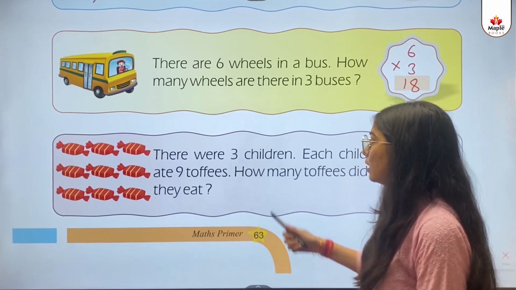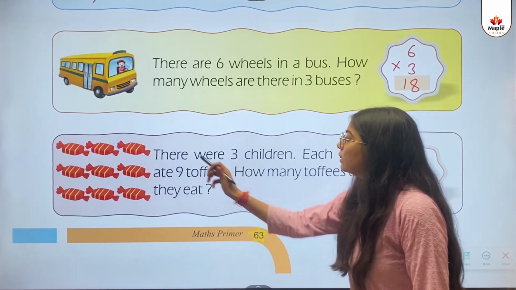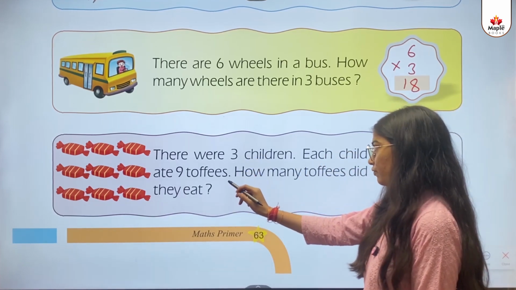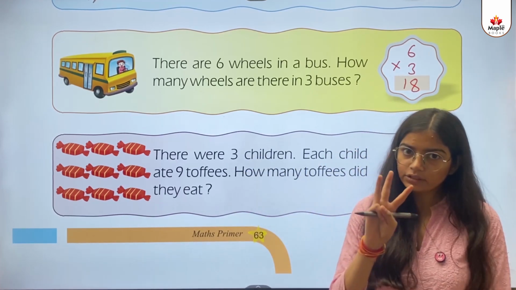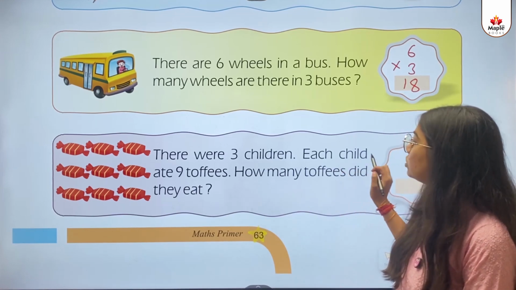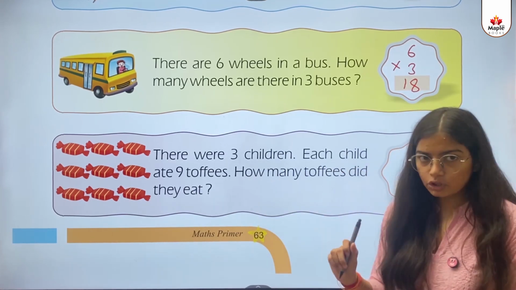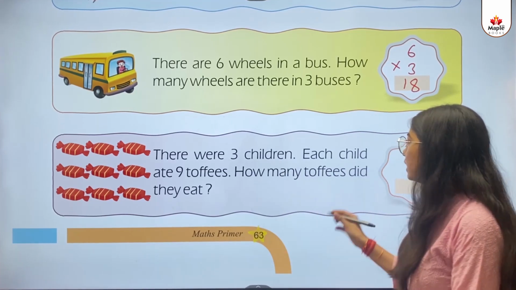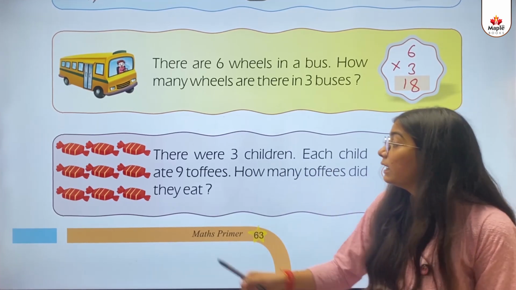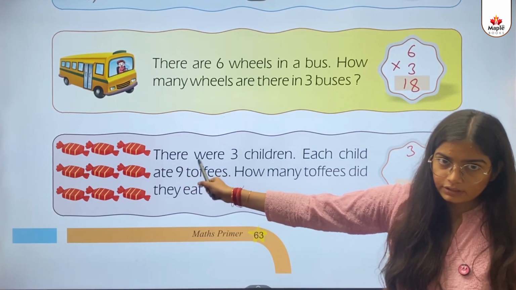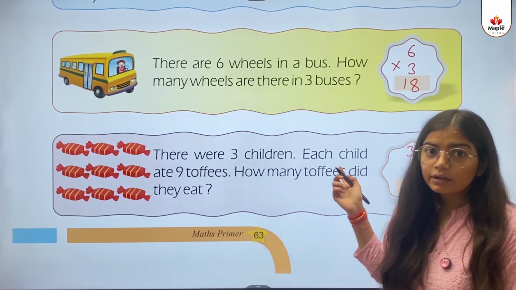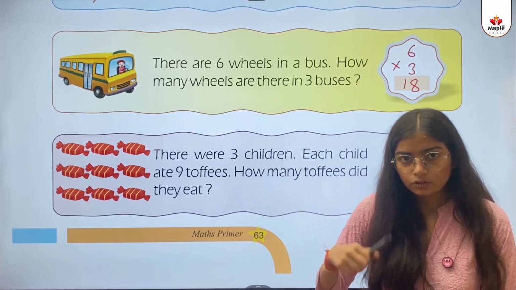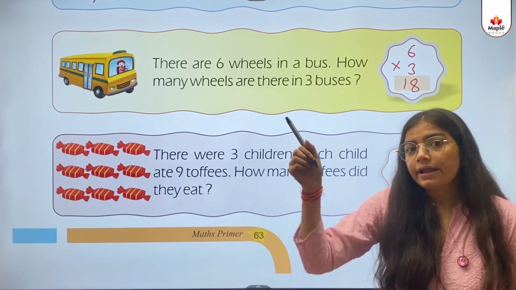Clear? The last one. There were 3 children. Each child ate 9 toffees. So the question is saying there were 3 children and each child ate 9 toffees. So we'll write here about first 3 children. So 3 children. Each child ate 9 toffees. So what will we write here? 9 here. Then how many toffees did they eat? We'll multiply here.